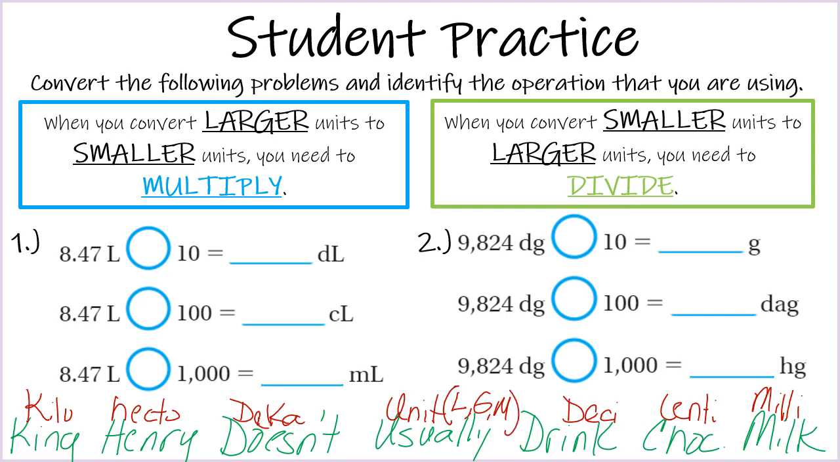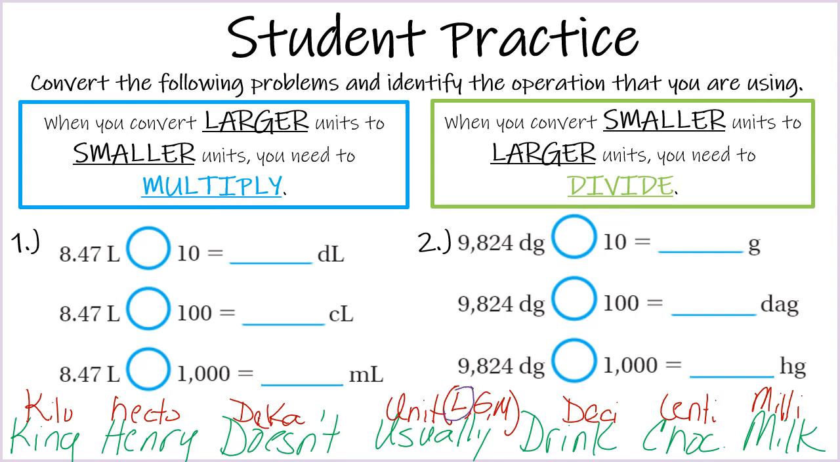Okay, hopefully you had a chance to try number one. So let's look at it together now. We are starting with 8.47 liters. Well, if you look at this sentence, there's no L. King Henry doesn't usually drink chocolate milk. There's no words that start with L. So you're probably thinking, what in the world do I do, Mrs. Feldman? Well, remember, the U stands for the unit, and that's where your L is, liters.